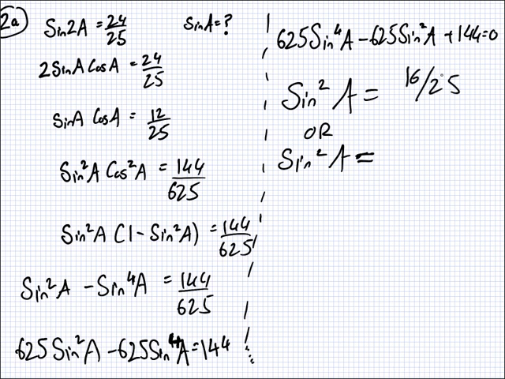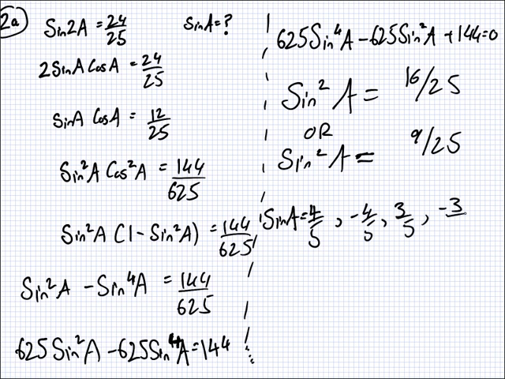16 over 25 or 9 over 25. So now you have four answers. You can say sine A equals 4 over 5, or minus 4 over 5, or 3 over 5, or minus 3 over 5. But we just need the positive ones. But we still have to pick. Is it 4 over 5 or is it 3 over 5? Which answer is it?